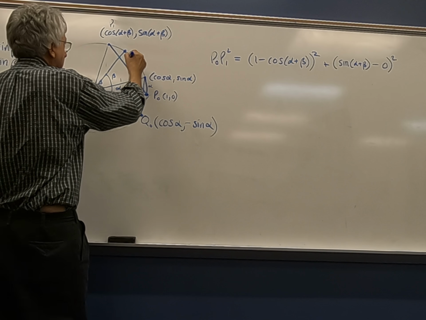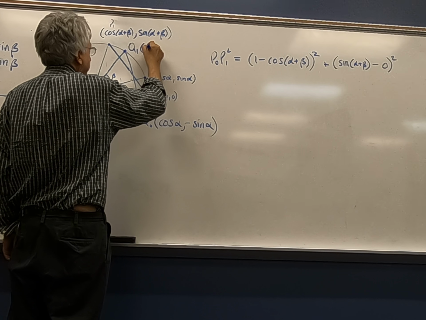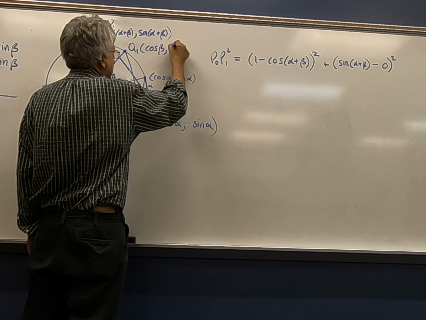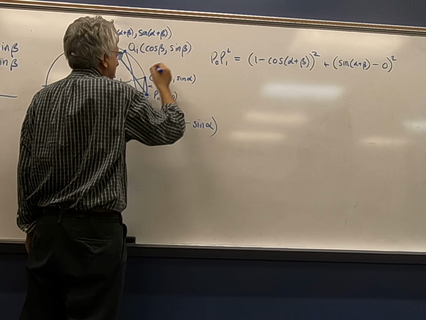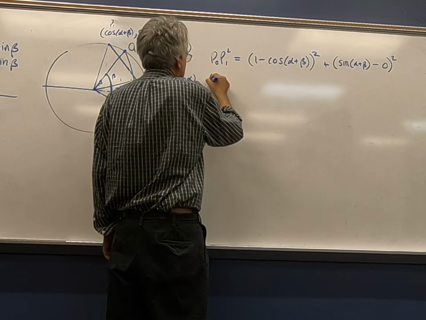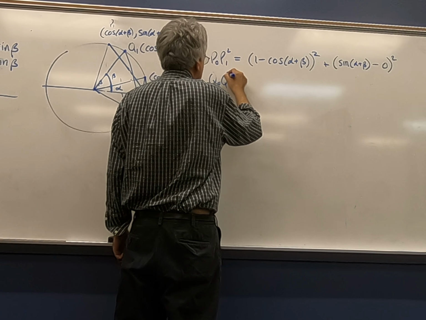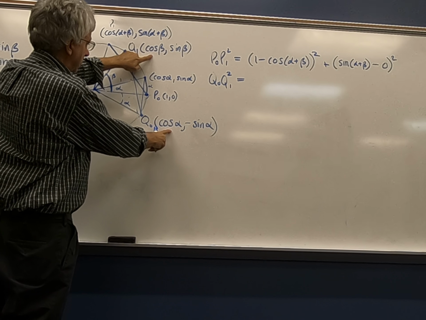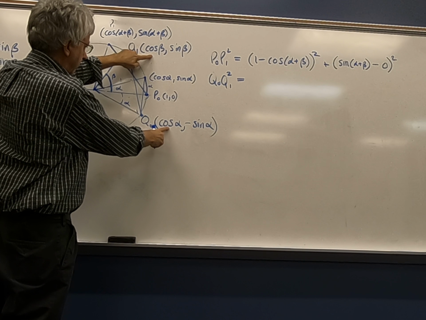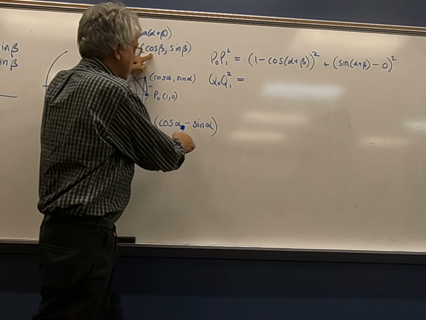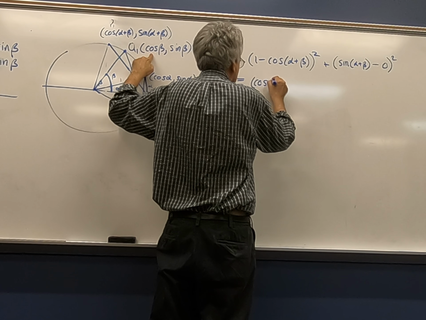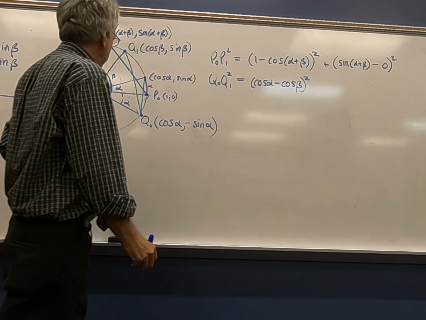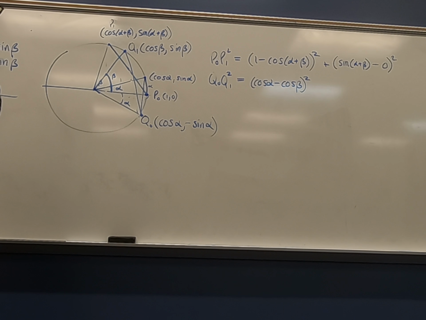And then Q1 here is going to be cosine beta, right? This angle here is beta, sine beta. And so Q naught Q1 squared is going to be the difference in x coordinates between here and there. This one has an x coordinate of cosine alpha, this one has an x coordinate of cosine beta. You can say cosine alpha minus cosine beta is that difference. And to square the difference will give me the horizontal leg of the right triangle.